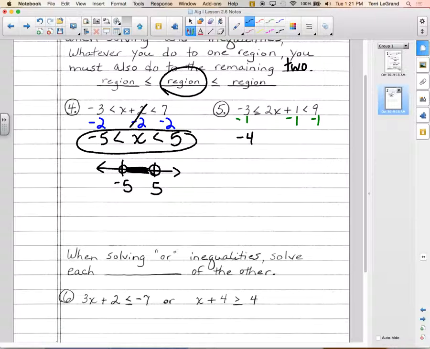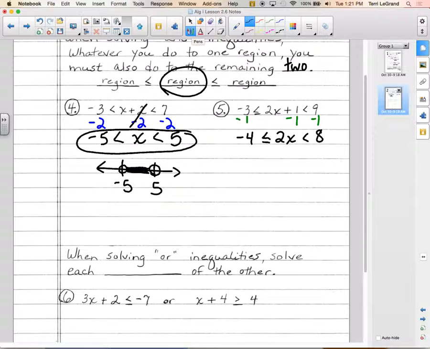-4. Did we divide or multiply by a negative? No, so the sign stays. 2x is less than 9. Wouldn't it be 8? Oh, 8, yeah, do the subtraction. Good catch. Okay, now what are we going to do next?